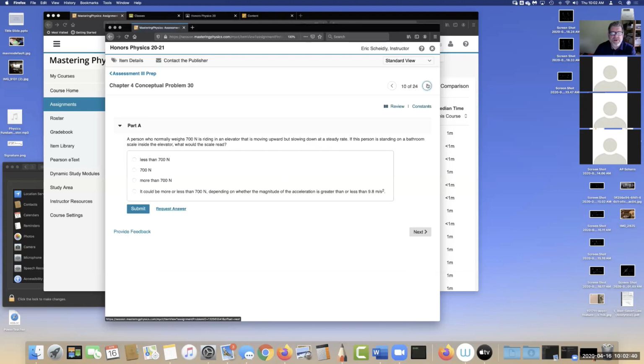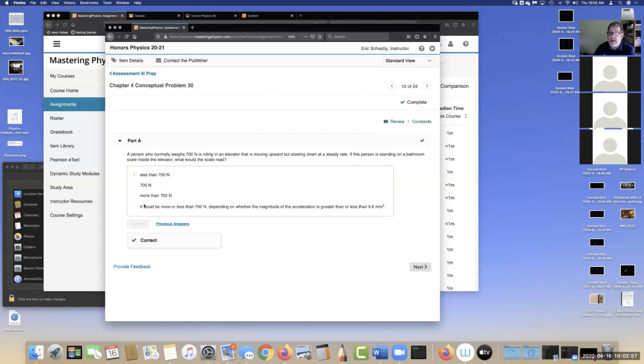A person weighs 700 newtons and is riding on an elevator moving upward but slowing down. This person's going to feel lighter, so that scale is going to read less than 700 newtons. The reason I know that's the correct answer is because I've been on an elevator. When I'm going upward and the elevator slows down, I feel a little light as the elevator comes to a stop.